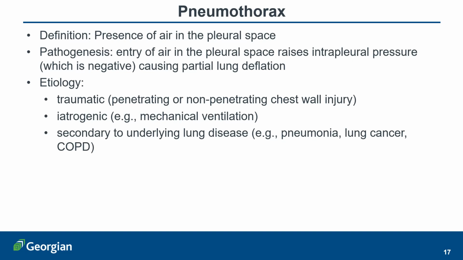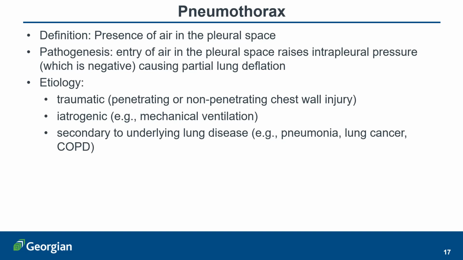So when you have pneumothorax, you have the entrance of excess air into the pleural space, and that will cause an increase in the pressure in the pleural cavity, thereby causing a decrease in the compliance of the lungs, resulting in a partial lung deflation. So as soon as air enters into the pleural space, this is the pathogenesis, it raises the interpleural pressure, which is usually negative, I mentioned, and immediately the lungs will partially deflate depending upon the extent of the pleural space that has been affected. So what is the etiology of pneumothorax?